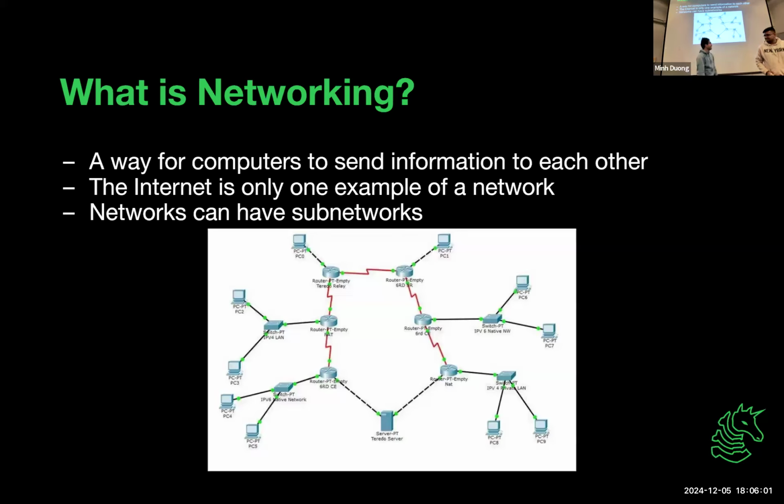Okay, so very broadly, what is networking? Just so we're all on the same page. In the context of networking and cybersecurity, we're talking about computers sending information to each other. And the internet is only one example of a network, right? You can have different networks like ATM networks, which aren't connected to the internet. And then you can also have subnetworks attached to a main network. The University Illinois net is an example of a subnetwork, or its own internal network, but it's also connected to the internet through some parts. So that makes it a subnetwork as well.